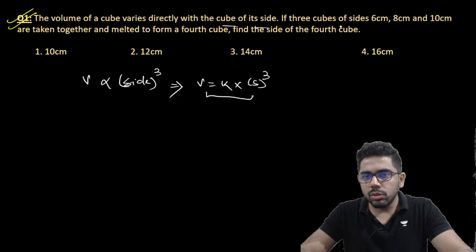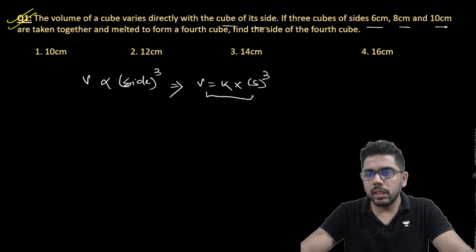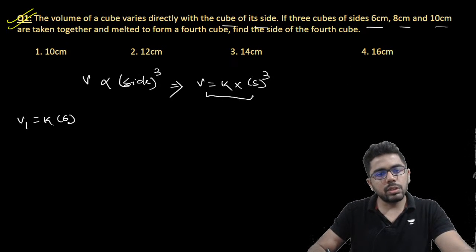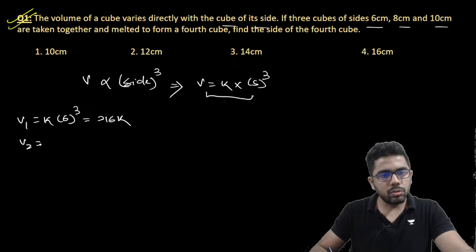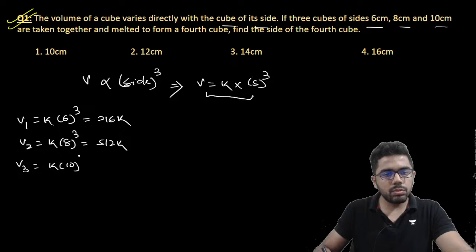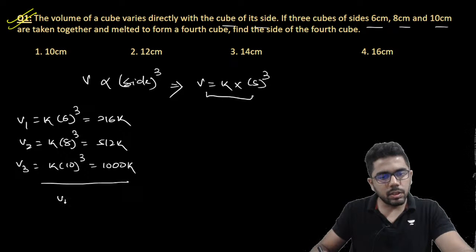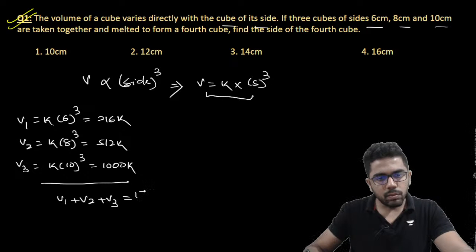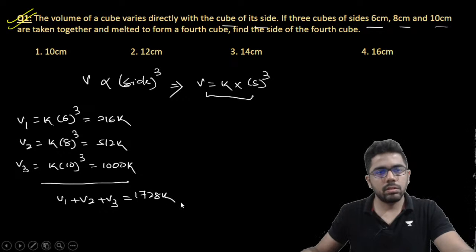Now there are 3 cubes of side 6 cm, 8 cm and 10 cm. तो पहला क्यूब का वॉल्यूम कितना होगा? K into 6 का क्यूब, तो 216 K. Second cube volume is K into 8 cube, so 512 K. And third cube का volume is K into 10 cube, which is 1000 K. Now if you add this V1 plus V2 plus V3, I'll get 1728 K.